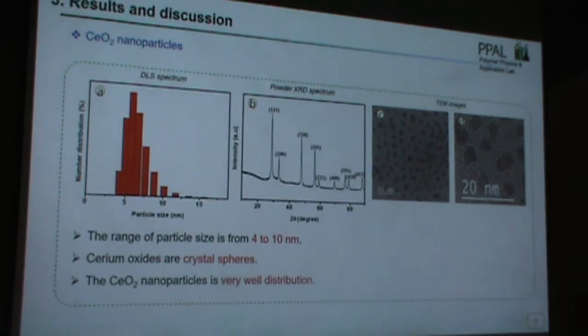First, I would like to talk about the cerium oxide nanoparticle properties. We can see from the DLS spectrum that the nanoparticle size is around 5 to 7 nanometers. The nanoparticle size is very important in this case because it can block the transfer of protons through the membrane. This result shows the same behavior as the TEM images in figures C and D. Moreover, the cerium oxide nanoparticles are distributed very well in the solution, and from figure B we can confirm the cerium oxide is crystalline.